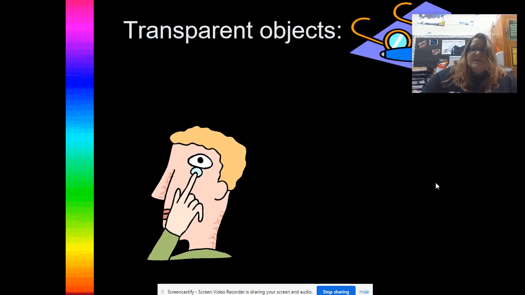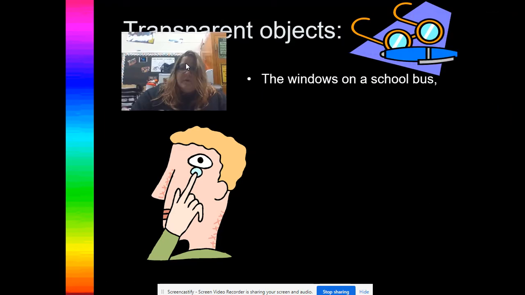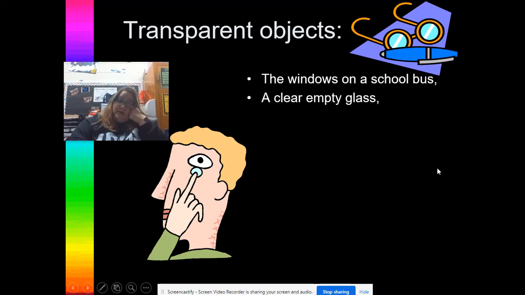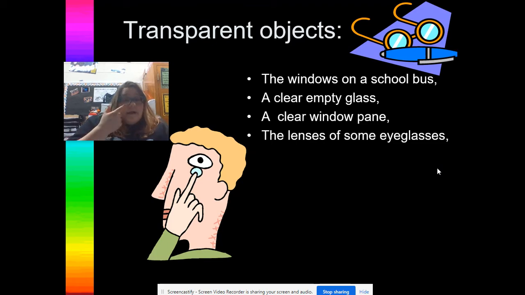Transparent objects. These are things that are transparent. The windows of a school, you can see through. A clear, empty glass. A clear window pane. The lens of some eyeglasses. I can see through my eye. It clearly goes through. Light goes through. I don't have any coloring on it.